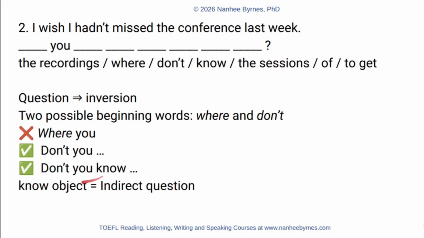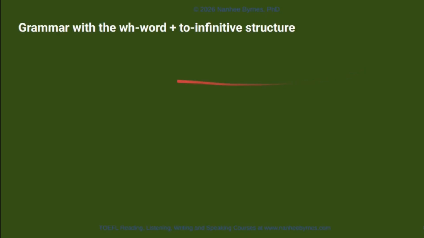Know what? We need an object. Because we have where, we know that the object of know will be an indirect question. So far, we have seen indirect questions expressed as clauses. The subject could be the recordings or the sessions, but there is no main verb available to use in a full clause. Now we have a new grammar fact you need to know.